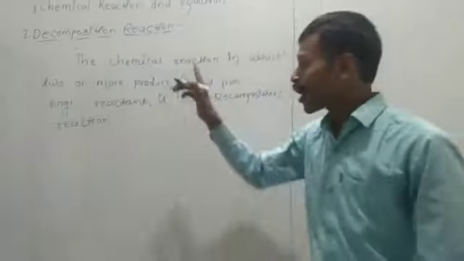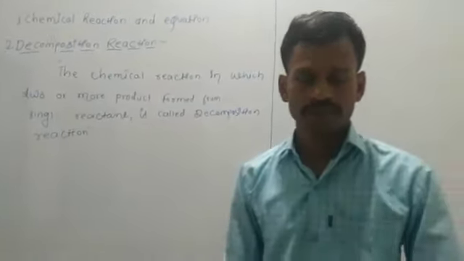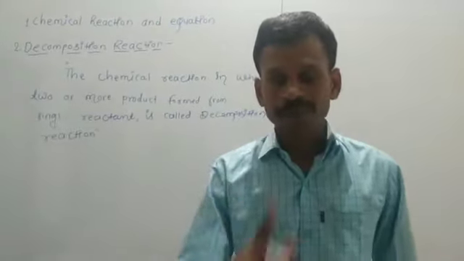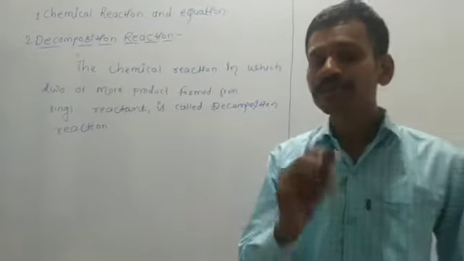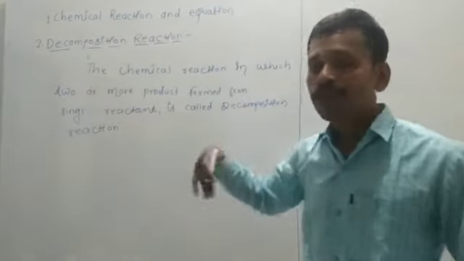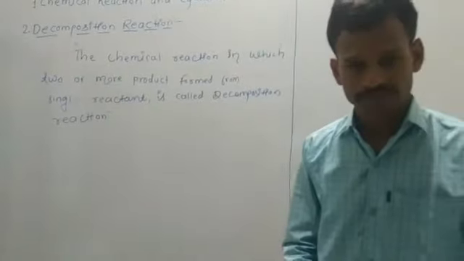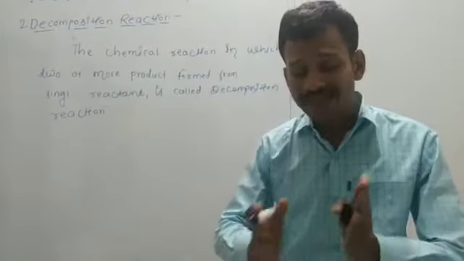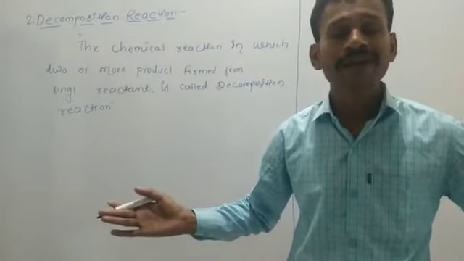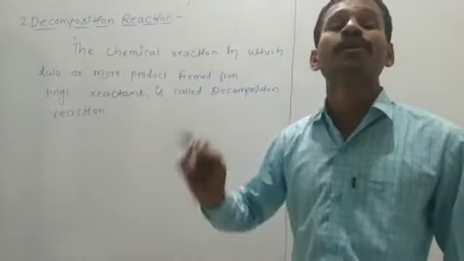Now, how many products are formed in this chemical reaction? Two or more products are formed. From how many reactants? Only a single reactant. From the single reactant, two or more products are formed. That type of chemical reaction is called decomposition. It is the splitting, the separation of the reactant into two or more parts. It is again called a decomposition reaction.